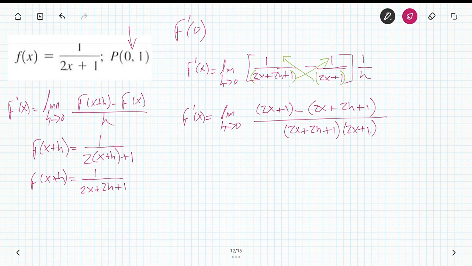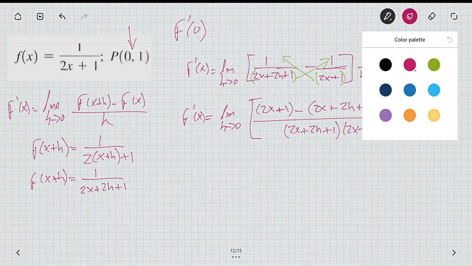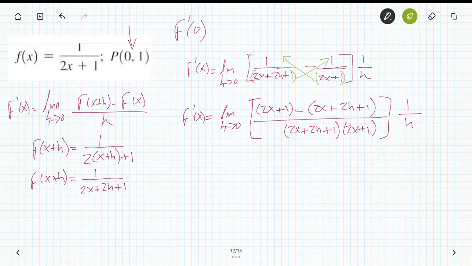All right, so now what are we going to do? Oh, I forgot to also multiply by 1 over h. All right, so now we're going to eliminate some of these terms. Here we're going to eliminate this 2x because we have 2x minus 2x. We're going to eliminate this 1 because that negative basically changes the sign.